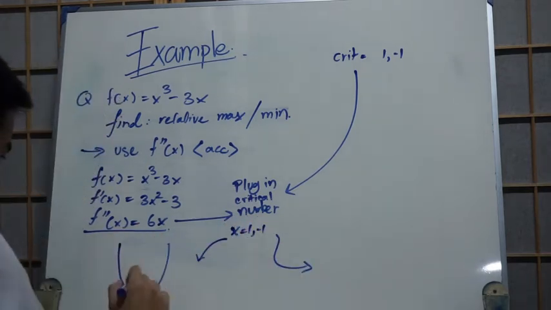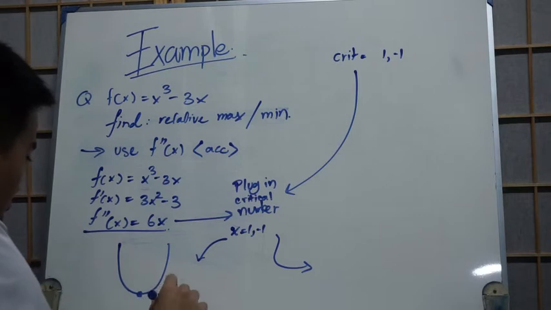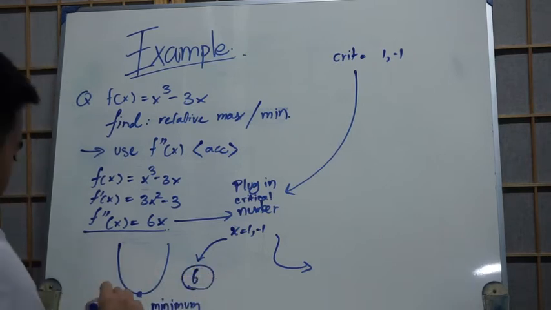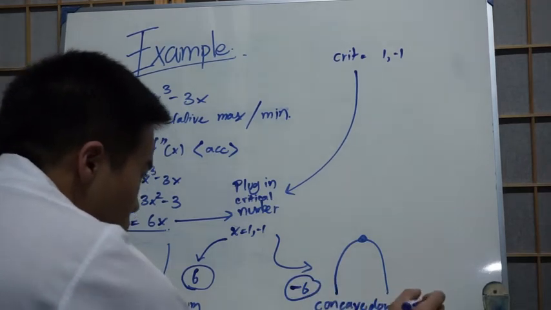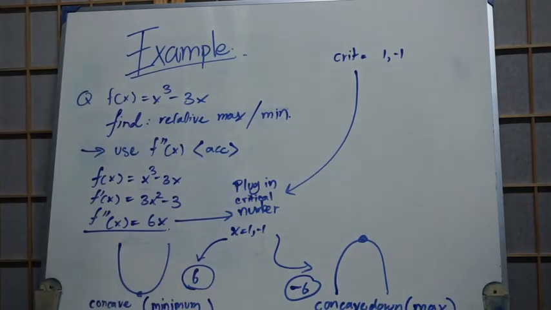zero. The critical point is a relative minimum because the graph is concaving upward, while x equals -1 results in -6, which means that the critical point is a relative max because the graph is concaving downward.